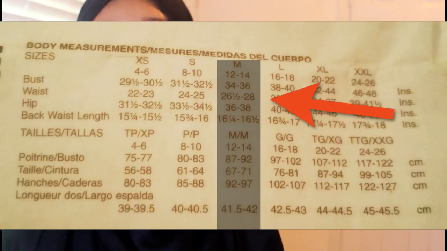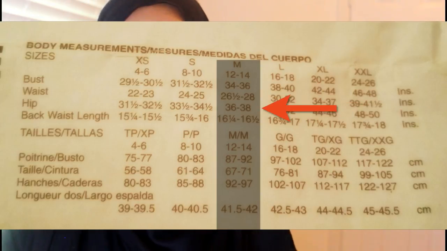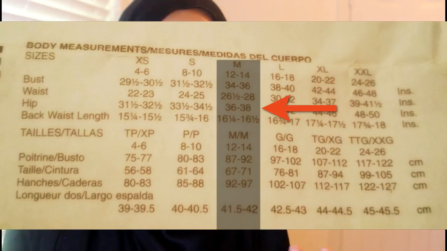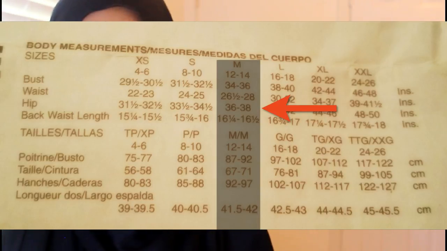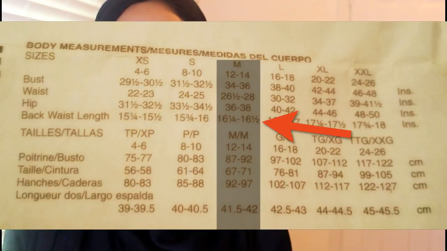Waist is 26.5 to 28 inches. Hip is 36 to 38 inches. And the back waist length is 16 and a quarter to 16.5 inches. And the back waist length is from the base of your neck to the bottom of your waist, basically. That's the back waist length measurement.